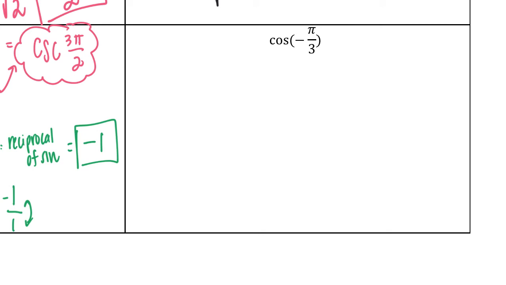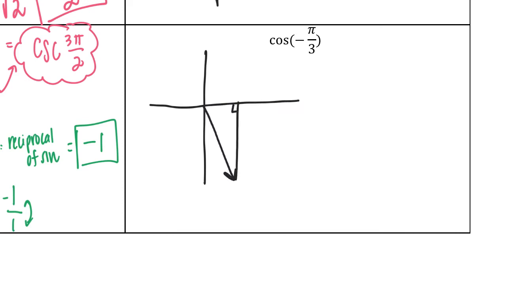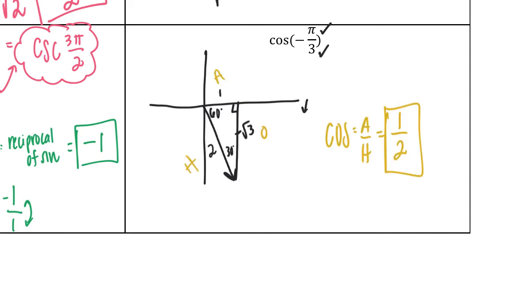Go ahead with this last one on this front page and find where negative pi over 3 is. Negative pi over 3 goes backwards 1/3 pi from the x-axis. Anything that ends in pi over 3 has a reference angle of 60. Go ahead and pause the screen and fill out the rest of that problem. Check yourself before turning to the back side of the notes. You should get that the cosine of negative pi over 3 is 1 over 2.